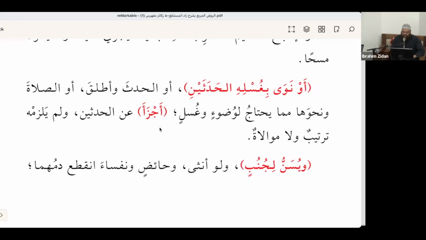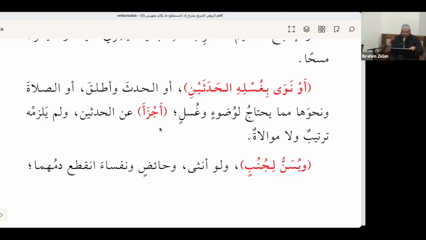So this is clear. Then he says, inshallah, if you don't mind, we'll try to finish the chapter. He says, وَيُسَنُّ لِجُنُبٍ. Yusannu, that means it's recommended for a junub, وَلَوْ أُنْثَى, even if it's a female, وحائض ونفساء, and also the ḥā'iḍ and nufasā' whose blood has stopped. What's يسن here? This is masnoon, recommended.